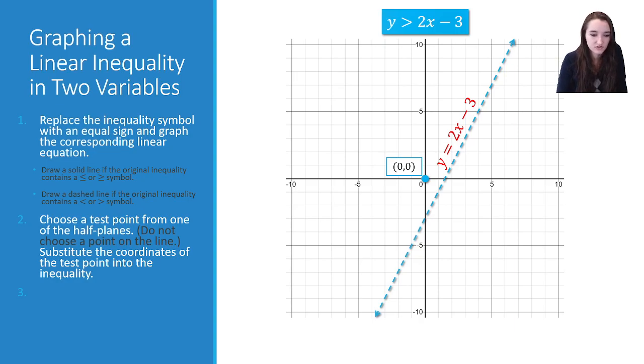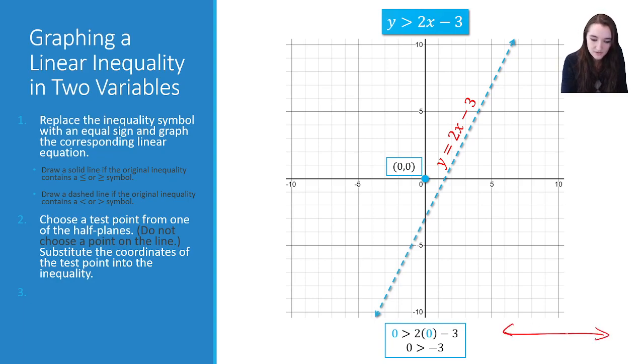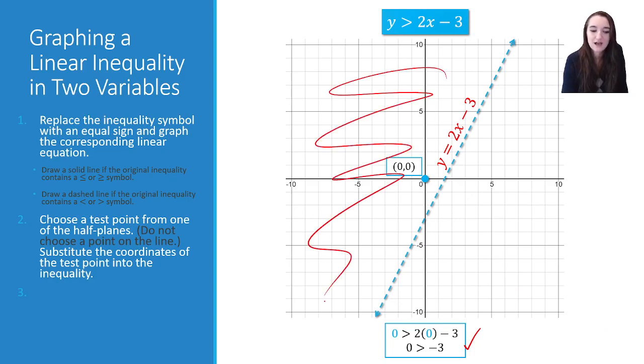So I plug in 0, 0. When I plug in 0, 0, that's going to replace my y and my x. So it'll give me 0 is greater than 0 minus 3, or in other words, 0 is greater than negative 3. And you ask yourself, is this a true statement? Is 0 greater than negative 3? On my number line, 0, negative 1, negative 2, negative 3. Yeah, 0 is definitely greater than negative 3. So, this is true. Check. And that means this is the side I'm going to color in.